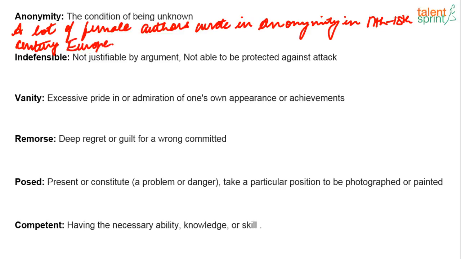Okay, so what does this sentence mean, guys? A lot of female authors wrote in anonymity in 17th, 18th century Europe. Now we all know the 17th, 18th century was technically a very difficult time for females. They were restricted, certain things were not allowed to them, they had hard social boundaries. So there were a lot of women authors who wrote at that time. They were published also, but they wrote under anonymity so that no one should come to know that it's a female who is writing.